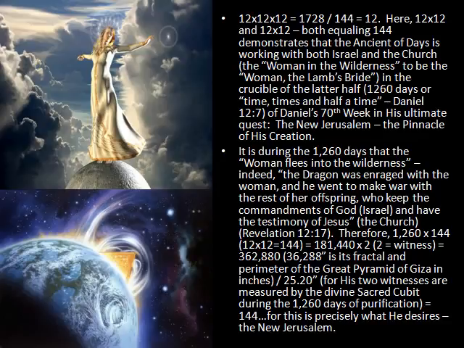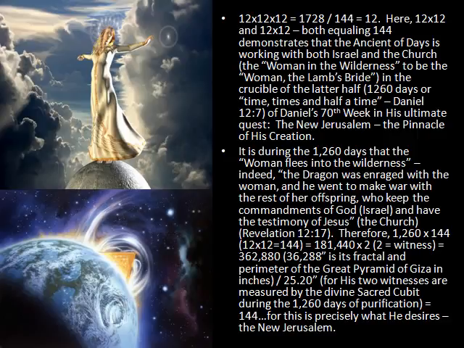It is during the 1,260 days that the woman flees into the wilderness. Indeed, the dragon was enraged with the woman, and he went to make war with the rest of her offspring who keep the commandments of God, Israel, and have the testimony of Jesus, the church. This is found in Revelation chapter 12 and verse 17.